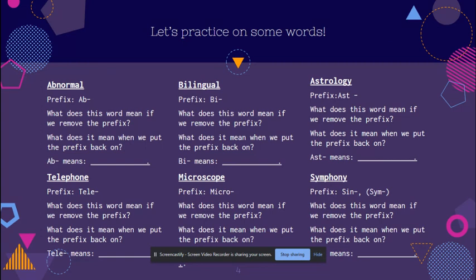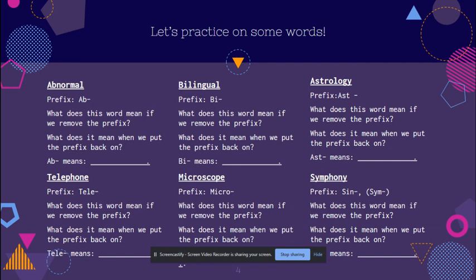The third one, again, is guided practice. So our prefix in that one is ast. The word ology means the study of, and this is where that whole knowledge of root words, suffixes, and affixes comes into play, because ology is a Greek suffix. So they're going to know that that means the study of. And then what does it mean when we put ast back on to the front of the word? They're going to know, because they're familiar with these vocabulary terms, that it means the study of stars.